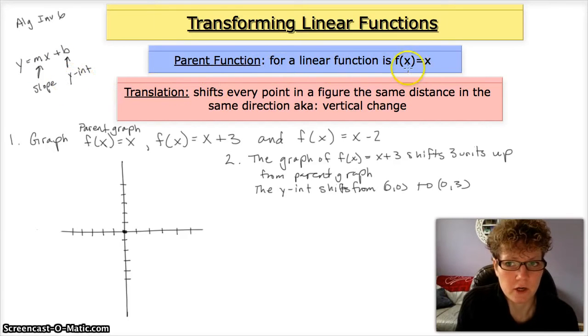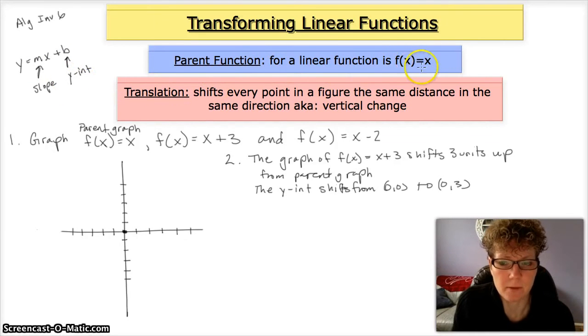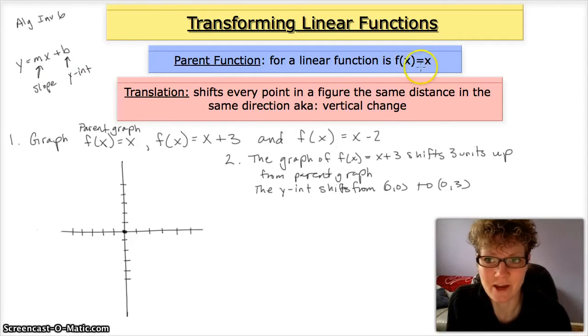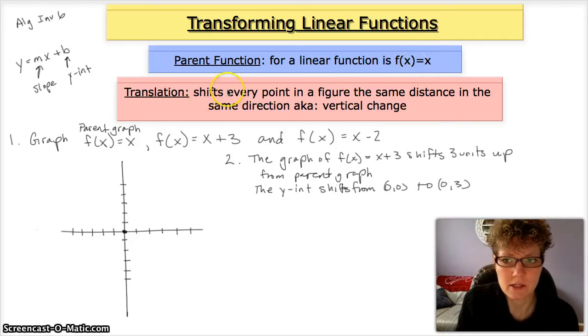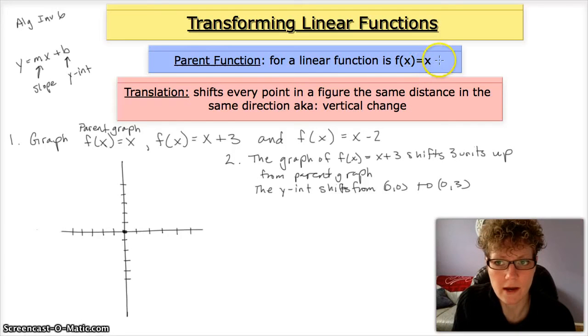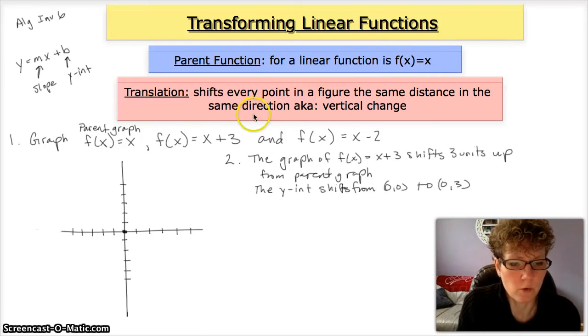So the parent function is just f of x equals x. That means the slope is 1 over 1 and the y-intercept is 0, or (0, 0), which is the origin. We're going to graph that one in just a moment.